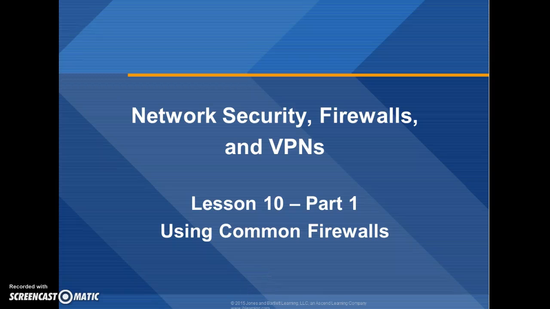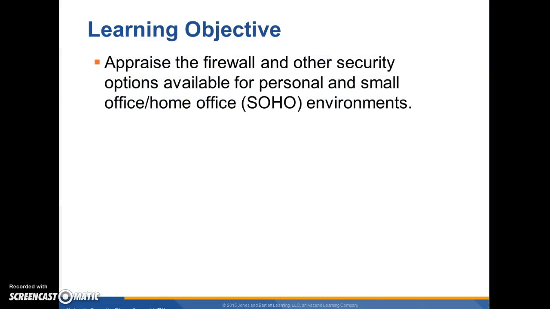This is Network Security, Firewalls, and VPNs, Lesson 10, corresponding to Chapter 10, Part 1, Using Common Firewalls. Our learning objective is to appraise the firewall and other security options available for personal and small office, home office, known as SOHO environments.